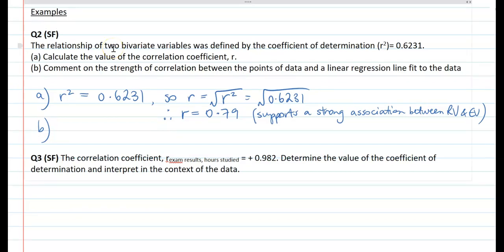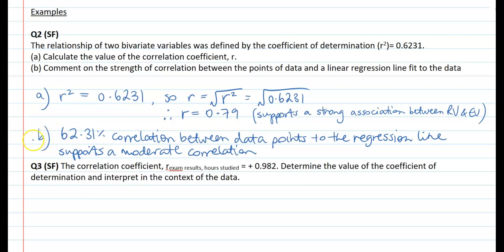So thinking about the strength, I would probably associate a 62.31% correlation of points to the regression line as a moderate correlation. So I'd write something like 62.31% correlation between data points to the regression line supports a moderate correlation.